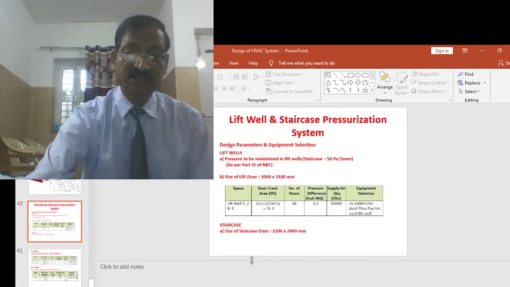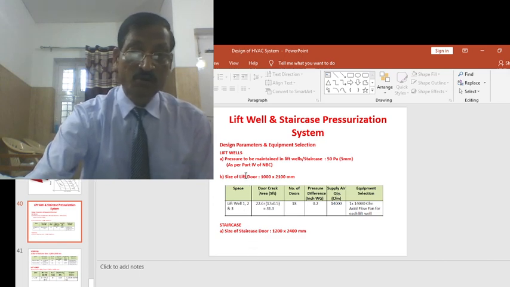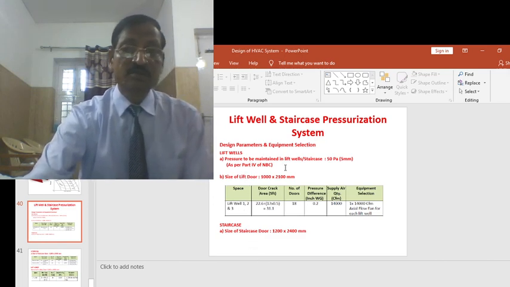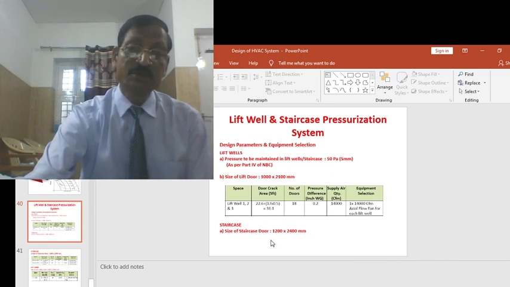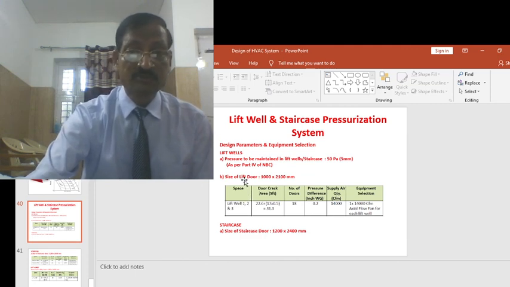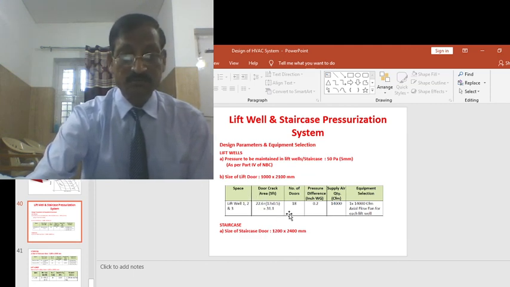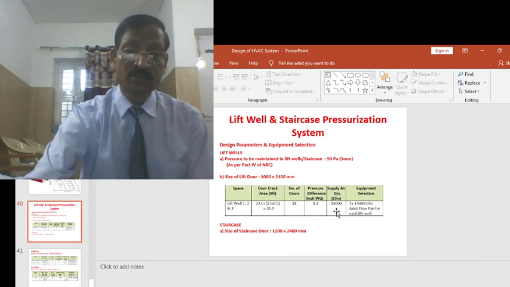Lift well and staircase pressurization. For the lift well, we use around 50 pascals, for the staircase 50 pascals, and for the lift lobby we use 30 pascals. How do we calculate the capacity of the pressurization fans? We consider the number of doors, leakage area, and in case of the lift well, one door open, leakage through all the doors. Keeping in view the one door open, we calculate the total CFM. Normally it comes to just 14,000 CFM.